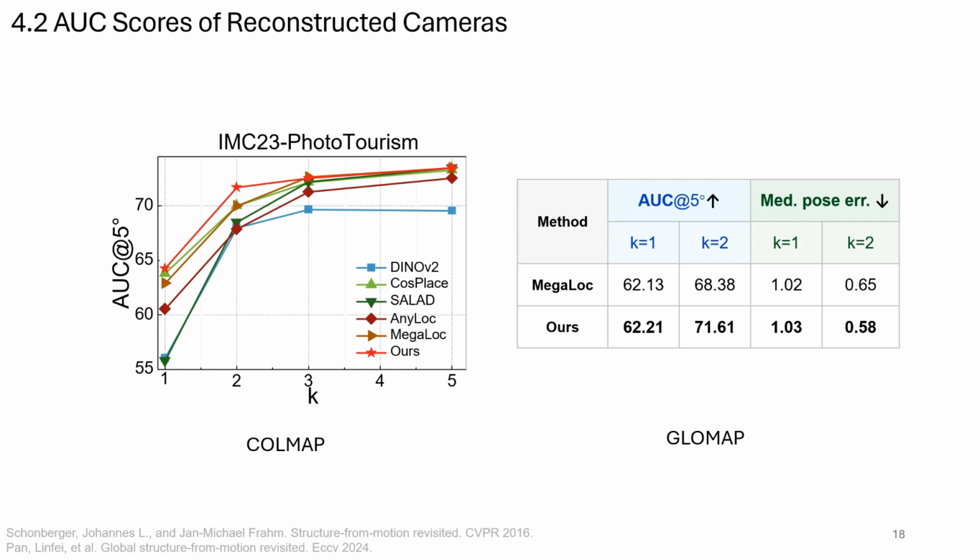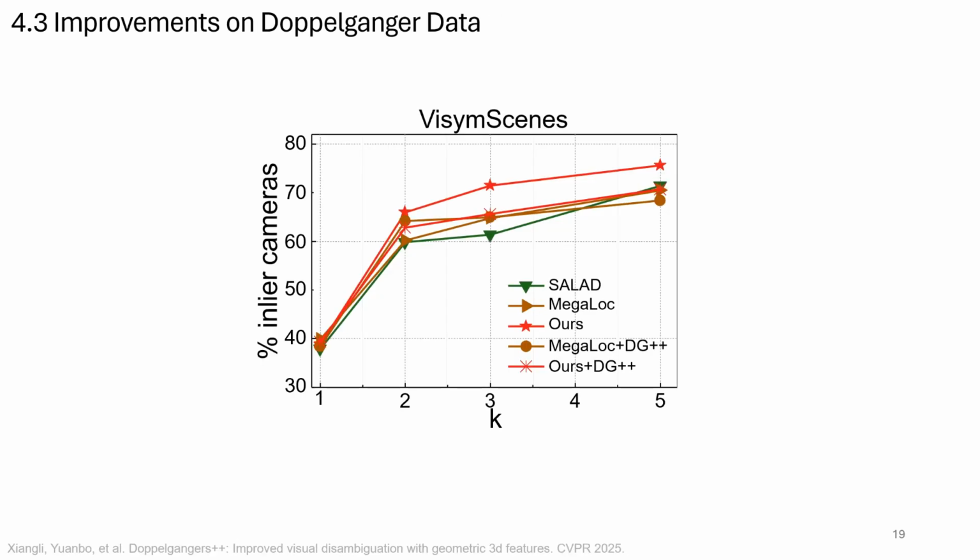Here we show the AUC scores of the reconstructed cameras with the increasing number of minimal spanning trees. We do the experiment both on COLMAP and GLOMAP. Compared to the state-of-the-art baselines, including MegaLoc, we improve the accuracy, especially at small thresholds.